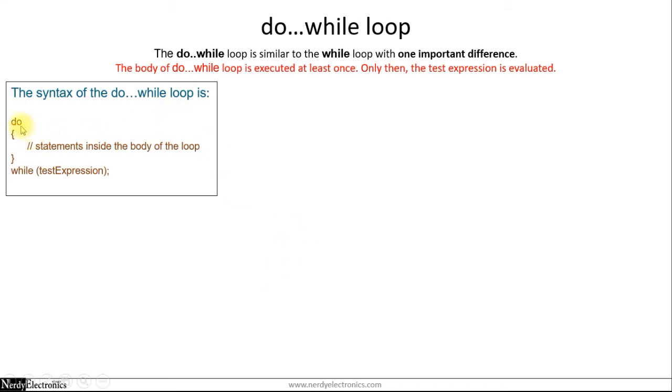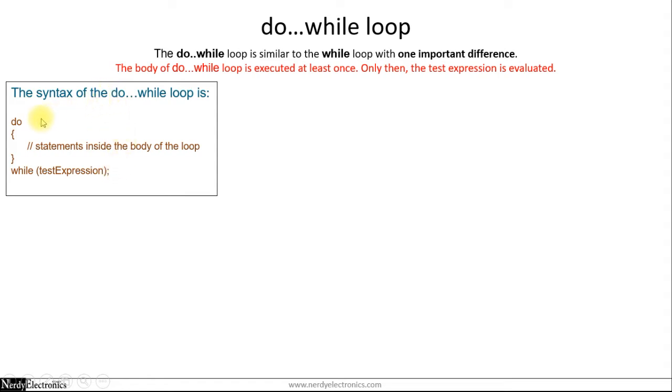So the syntax is, we write the keyword do, in the curly braces we write the statement of the body, all the statements that we want to execute within the loop. We close it with a curly brace and then we write the keyword while, and in brackets we write the test expression and end it with a semicolon. Note here the semicolon. In do while loop, the while expression always ends with a semicolon.